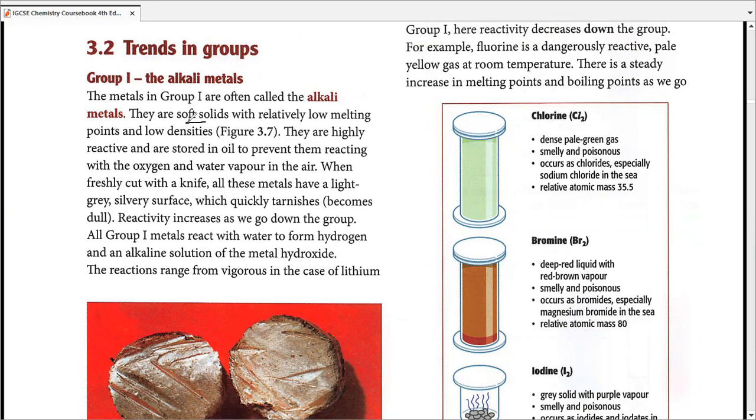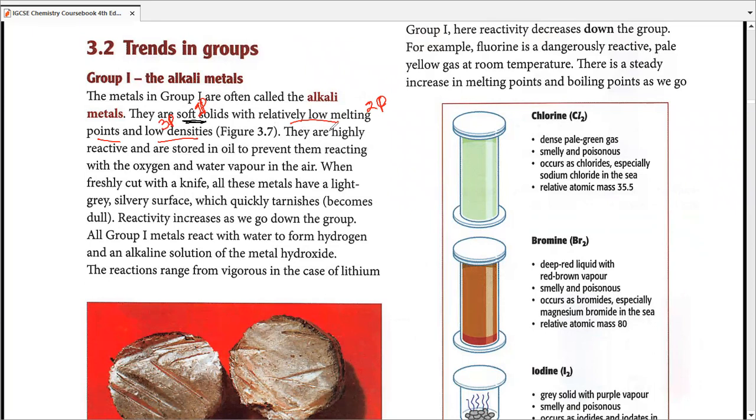Now, they are soft solids. This is the first physical property, so 1p. In fact, I'm going to use a different color this time so it's separable for you. So, my bad, it's 1p, first physical property. Low melting point, second physical property. Why do I keep writing C? Low densities, third physical property, 3p.